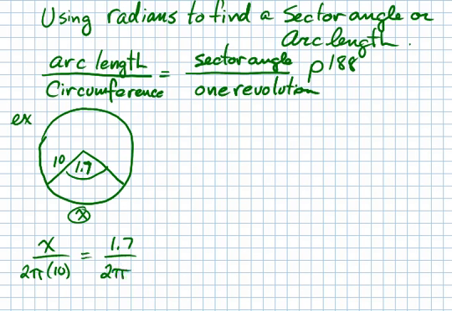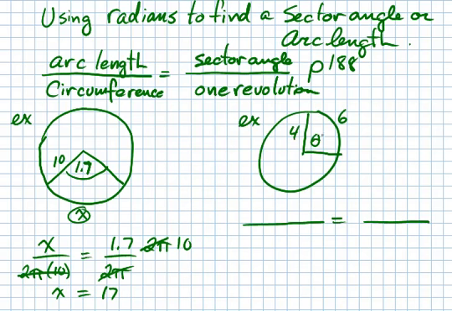Well, if you multiply both sides by 2 pi 10, that's going to be gone. Here you'll have 2 pi and 10, and the 2 pi cancels with that 2 pi, so you're left with x equals 17.